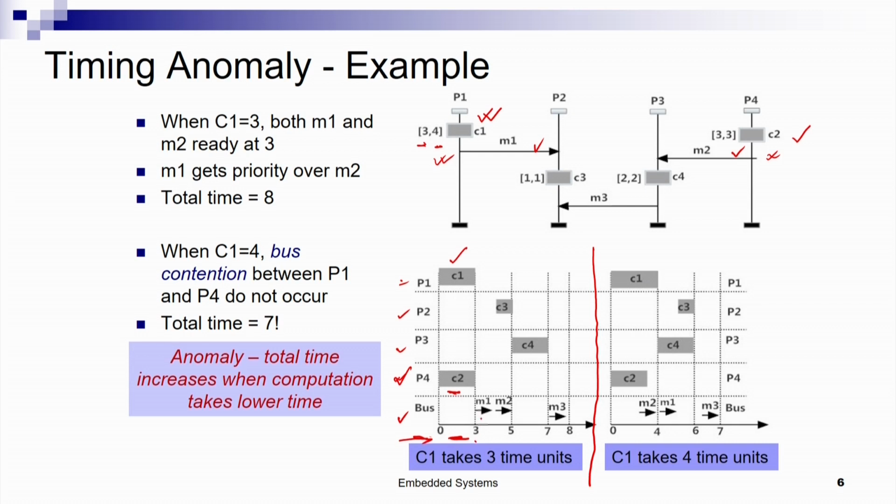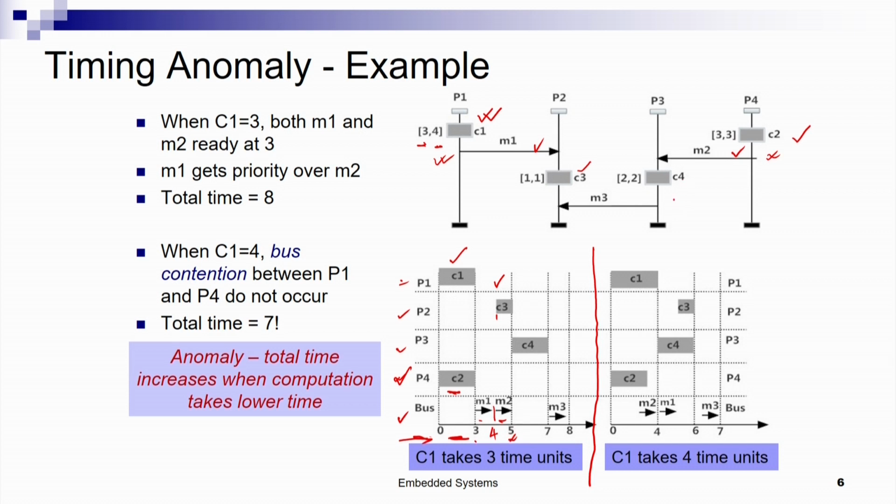So, although both are ready at 3, M1 sends its message first between 3 and 4, and then M2 sends its message between 4 and 5. At this slot M2 sends its message before M1. And after M1 sends its message, C3 starts at time 4 itself. As we are seeing, C3 takes only 1 unit of time. So, therefore, at time 5 C3 completes, and M2 also arrives at processing element P3 at time 5.